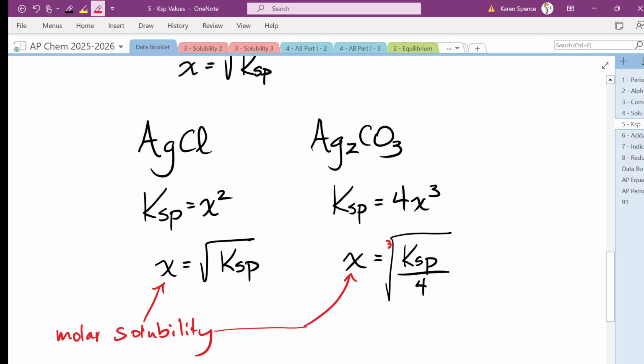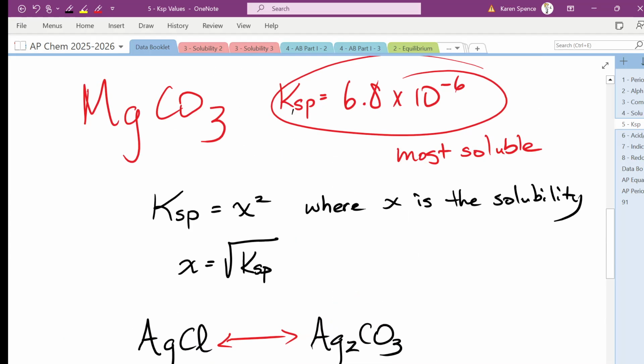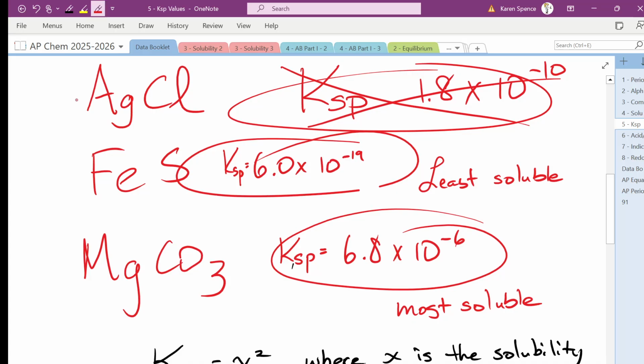At this point, we are in section 3.2. Section 3.2 is all qualitative stuff. Even though we've been doing some quantitative things, section 3.2 is all qualitative. So for this section, all you need to know is that for these, you cannot just compare their KSPs. For these, because they all have the same ion ratio, you can just compare their KSPs and say which one is more soluble. And that's all you need to know for now. Okay?